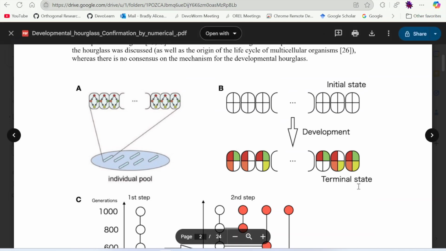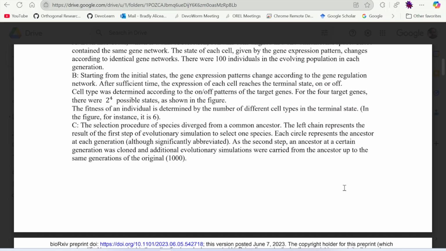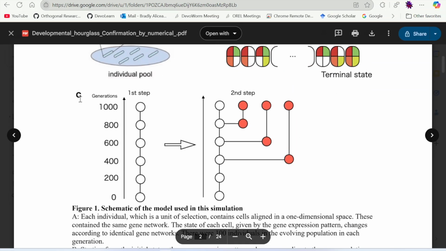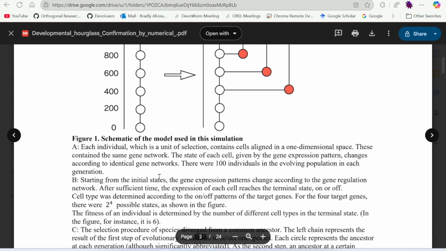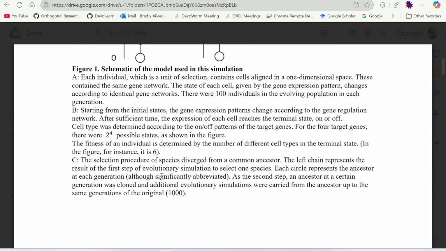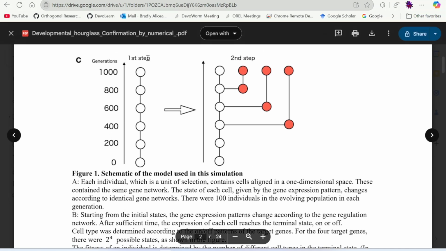So basically, we go from the initial state to the terminal state, and there can be this sort of up to the terminal state. And then C, which is here, is simulating of regenerations. The selection procedure of species diverged from a common ancestor. And so the left chain represents the results of the first step of the evolutionary simulation to select one species.